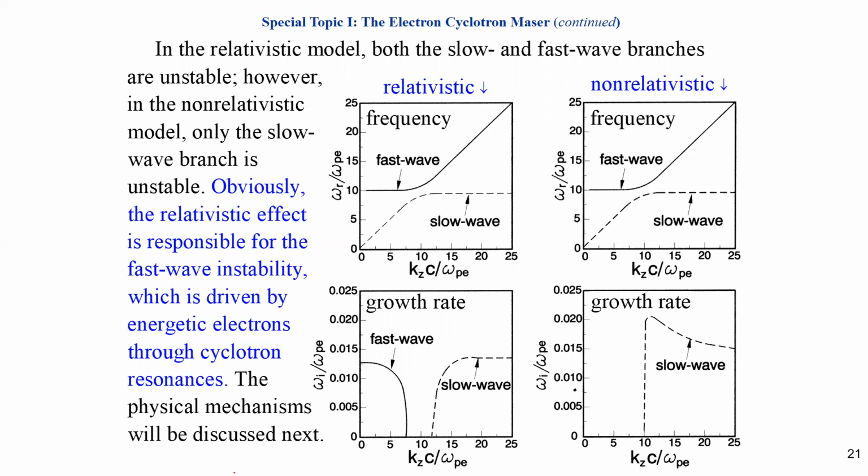OK, next one. In the relativistic model, both the slow and phase wave branches are unstable, which means omega is complex and exponentially growing in time. However, in a non-relativistic model, only the slow wave branch is unstable. Non-relativistic model here. That's phase wave, that's slow wave. In the non-relativistic model, only the slow wave branch has omega I non-zero. Obviously, the relativistic effect is responsible for the phase wave instability, which is driven by energetic electrons through cyclotron resonance. The physics mechanism will be discussed next.